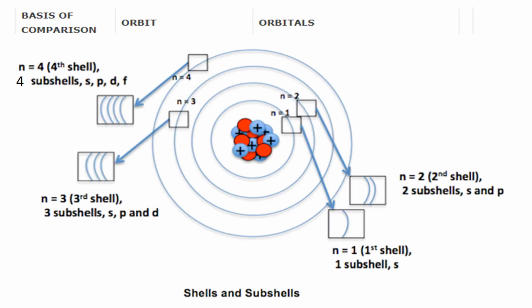Then what do we mean by shells and subshells? The shell is defined by the principal quantum number, usually denoted by the small letter n. The subshells are the orientations and shapes of orbitals. They are represented by s, p, d, f, etc.